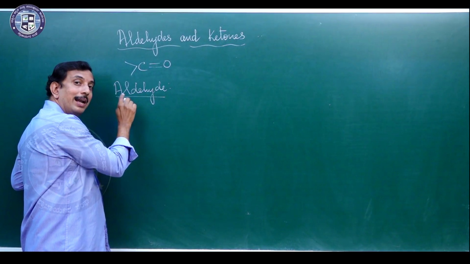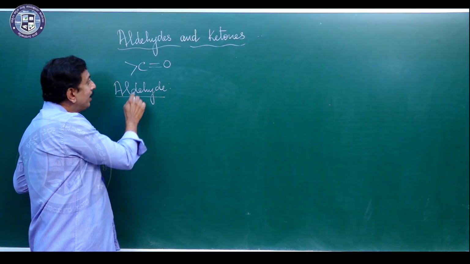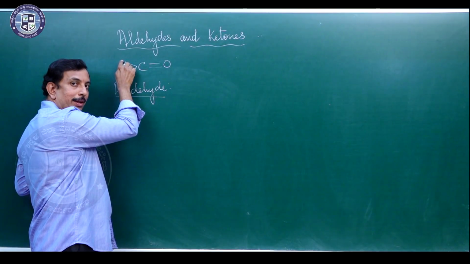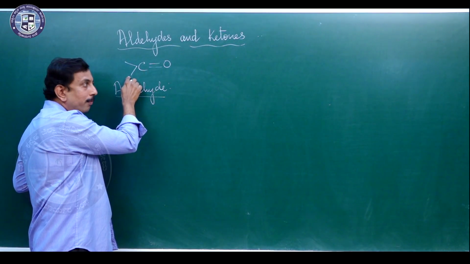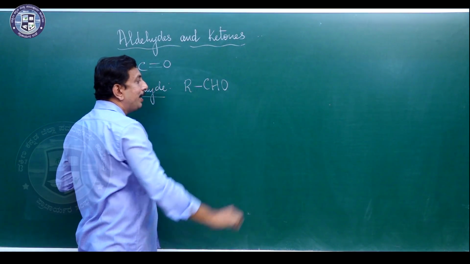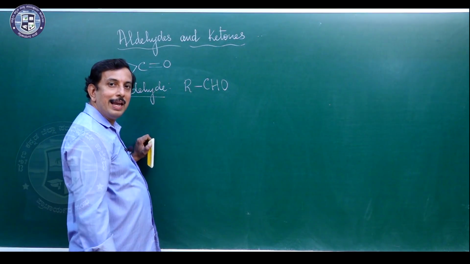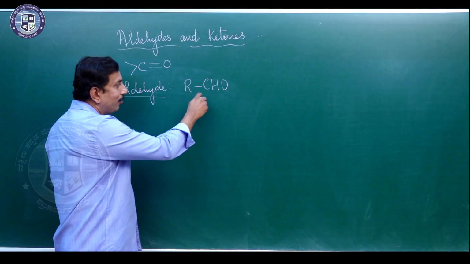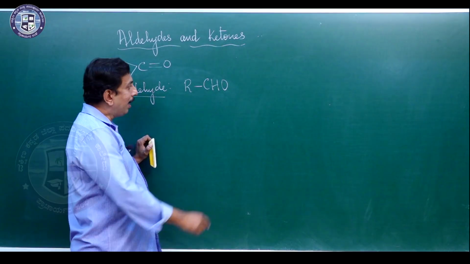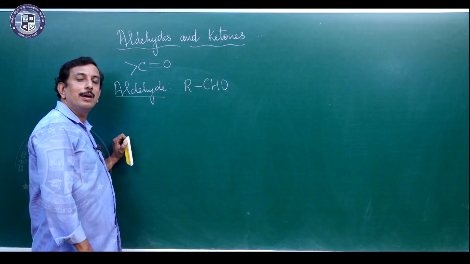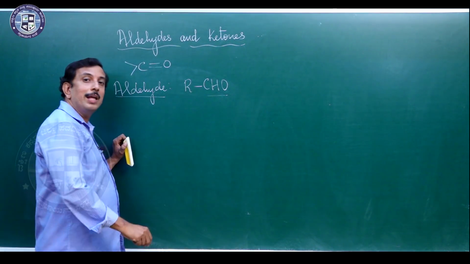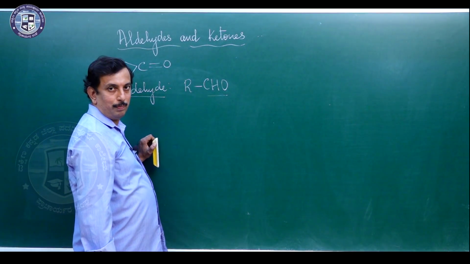I repeat here, aldehydes are the carbonyl compounds in which the carbonyl carbon or carbonyl group is attached to a carbon and hydrogen. Therefore, if I want to represent an aldehyde, I can represent it by writing a general formula RCHO, where the CHO is called the aldehydic functional group. The RCHO is the general formula of aldehydes and the CHO group is considered to be the aldehydic functional group.